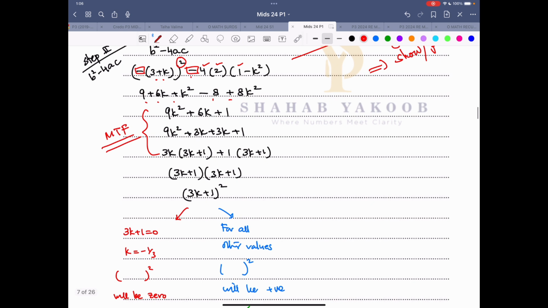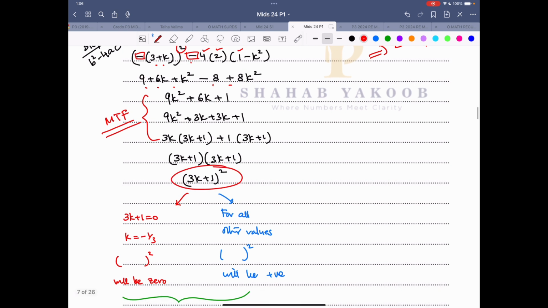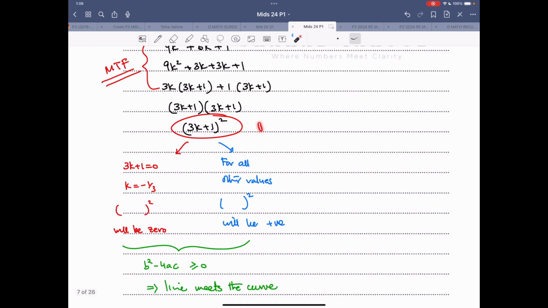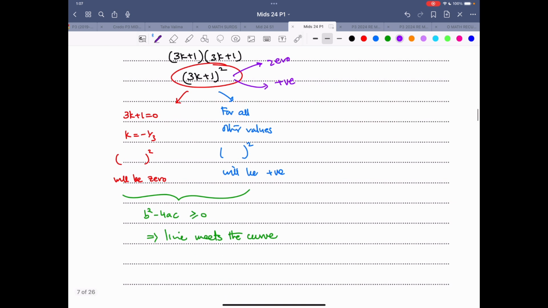So this is 3k plus 1 whole square. Now we know that this is a perfect square algebraic expression. Square of anything can either be 0 or positive. It will be 0 when the thing inside the bracket is 0. Therefore, k is minus 1/3. Otherwise, it will be positive. So you can directly write it: it can be either 0 or positive. It will never be negative.